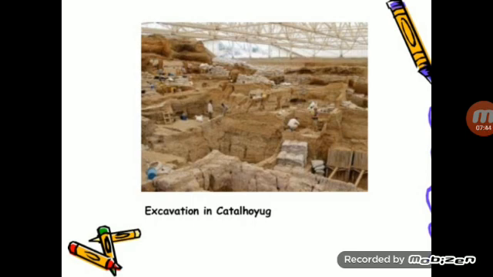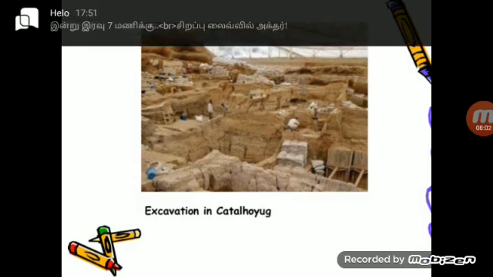At the end of the Chalcolithic Age is the beginning of the Iron Age. A major advancement occurred in the history of humans with the discovery of iron. It is harder than copper and bronze. So, iron implements were used in the field of agriculture and in the field of battle.